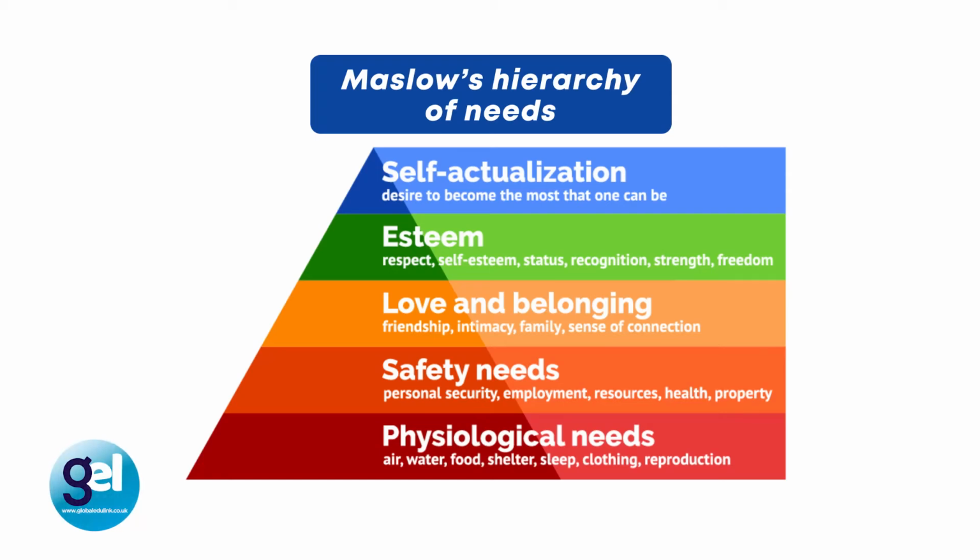Let's have a look at Maslow's hierarchy of needs in the classroom. So, is the child distressed? Is the child hungry? Does the child have a friendship group? Do they feel part of the group?